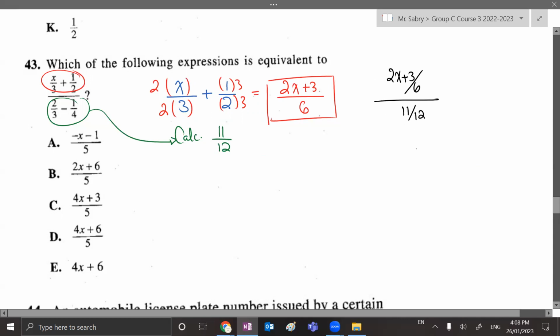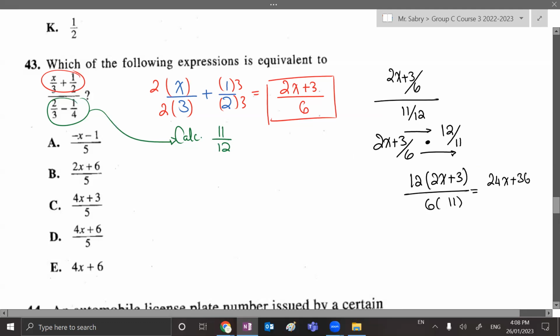We said before we can't divide fractions. Instead, we multiply and we flip the second fraction. So it becomes 12 over 11. And when we're multiplying fractions like that, we multiply numerator by numerator and denominator by denominator. So now I have 12 multiplied by 2x plus 3 in the numerator, and in the denominator I have 6 multiplied by 11. I'll distribute and I'll have 24x plus 36 over 66.